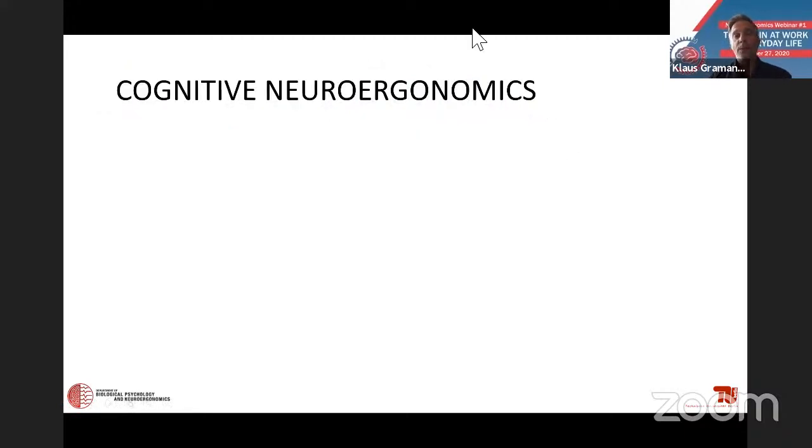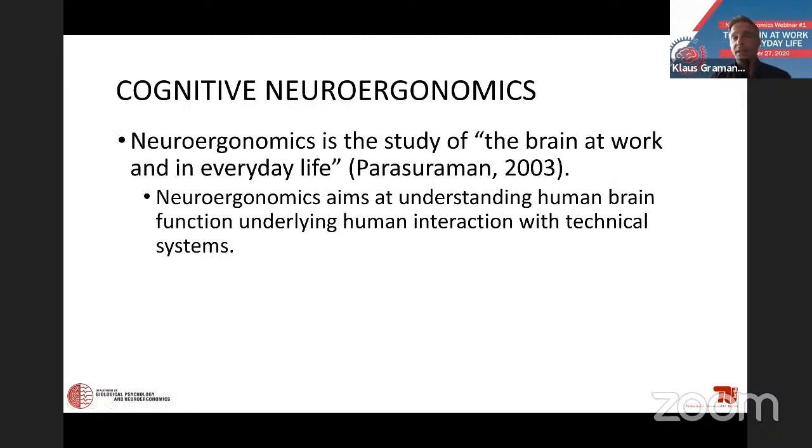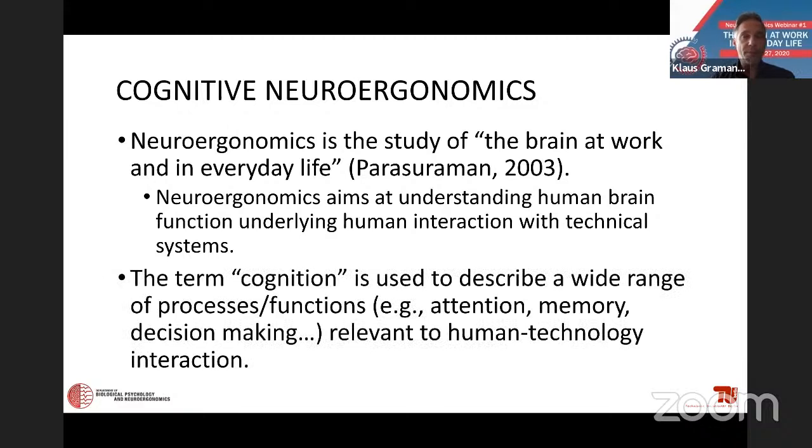So why do we have a section on cognitive neuroeconomics actually? And what is cognitive neuroeconomics? Neuroeconomics, as defined by Raja Parasuraman in 2003, as Louis already mentioned, is the brain at work in everyday life. So neuroeconomics aims at understanding human brain function underlying human interaction with technical systems during work and leisure. And the term cognition here is used to describe a wide range of processes or functions, among others, attention, memory, decision-making, many, many more, all of which are relevant to human technology interaction.